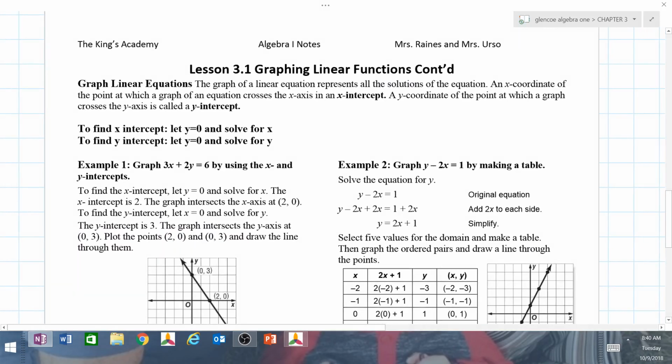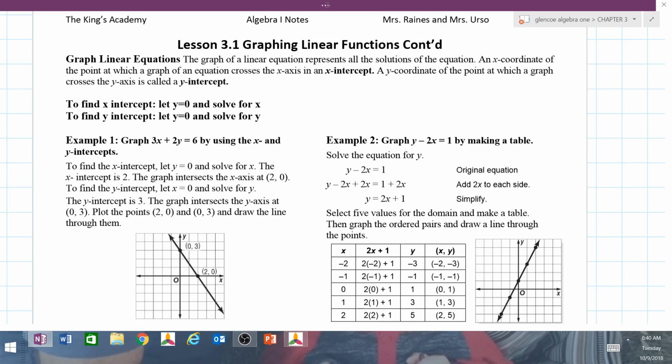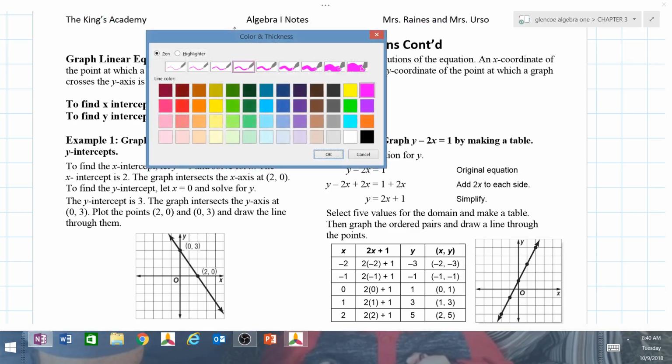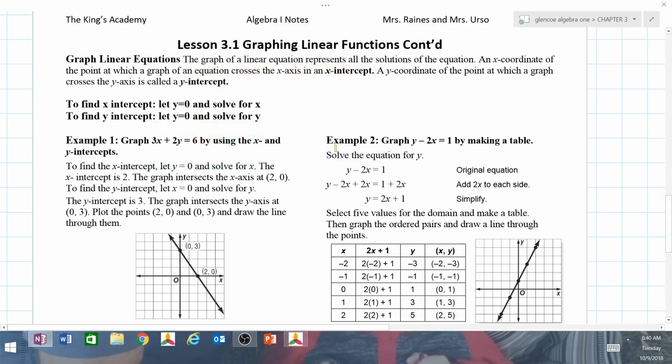The graph of a linear equation represents all the solutions. The point at which the graph of the equation crosses the x-axis is called the x-intercept. And where the graph crosses the y-axis is called the y-intercept. This is very important. I don't know why students over the years have confused it. I think it's pretty straightforward. The x-intercept is where it crosses the x-axis. The y-intercept is where it crosses the y-axis. So you should know the definitions of x and y-intercept.